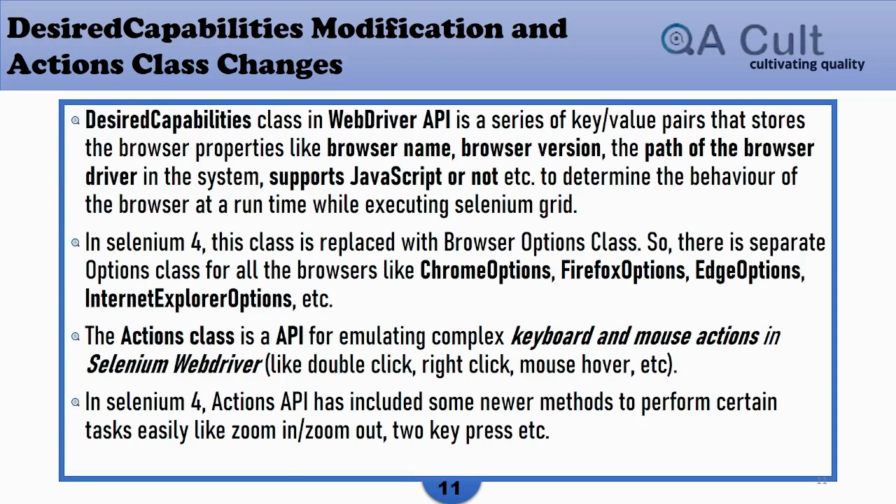Also in the Actions class there are some changes. You know that the Actions class is an API for emulating complex keyboard and mouse actions in Selenium WebDriver. Some orthodox tasks like double click, right click, mouse hover, we can do using the Actions class in Selenium WebDriver scripts. But in Selenium 4 there are some newer methods included in the Actions API to perform certain tasks easily, like zoom in and zoom out and two key press, etc.